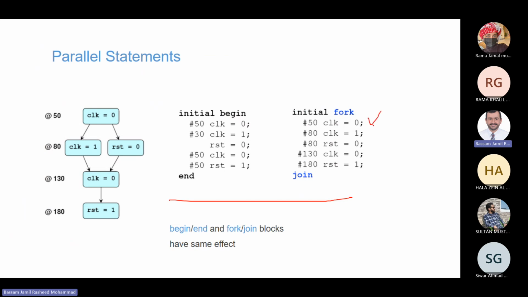Those are concurrent statements, by the way, but we are delaying them purposely with these delays so that we can have these two blocks equivalent. These statements here are not concurrent. I wait for 50 and then I execute this. Then this statement, I will wait for 30 and then execute it, then reset.